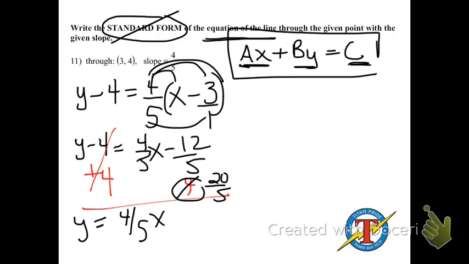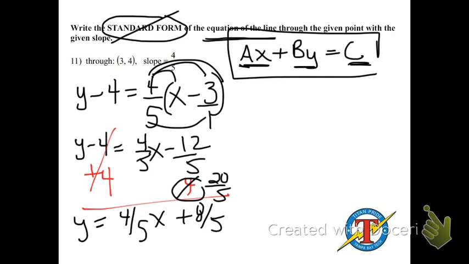And now it's negative 12 plus 20. Negative 12 plus 20, which is 8/5. This form right now is in slope-intercept form, y equals mx plus b. You might look at the choices A through D, and that might be an answer choice. If not, then it's standard form, which in this case, that's what they told us to put it in.